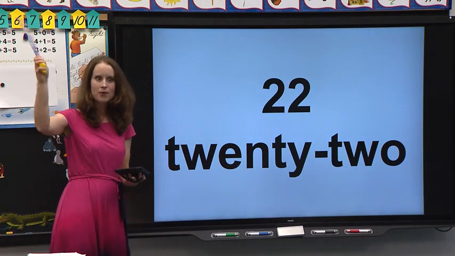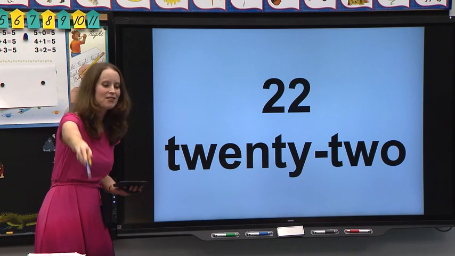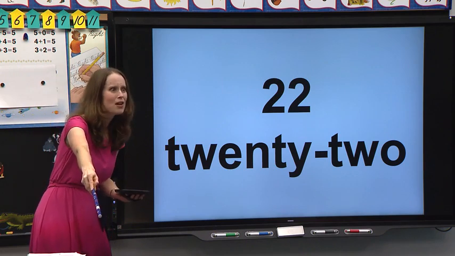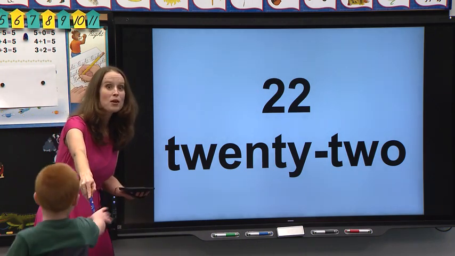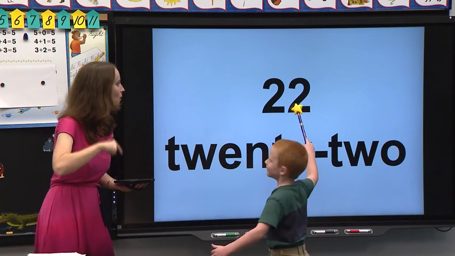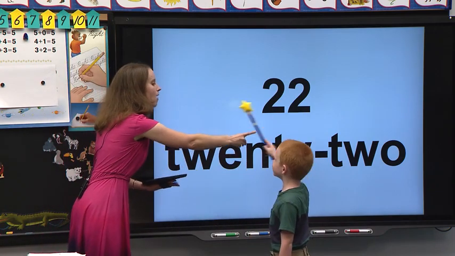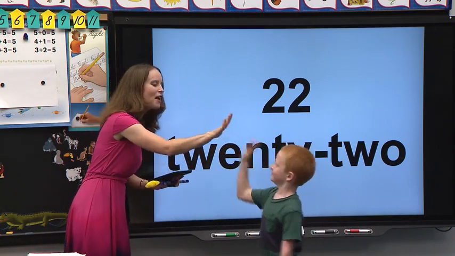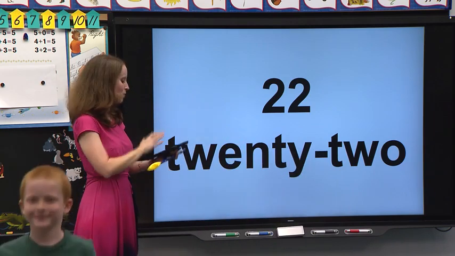Now I need someone who can come point to the ones place. Titus, I saw your smile so quickly. I love how Savvy is sitting up straight and tall. Boys watching, you stare at what Titus should point to. Another air high five. Let me have my pointer. Air high five. Got it. Tens on the left and ones on the right.